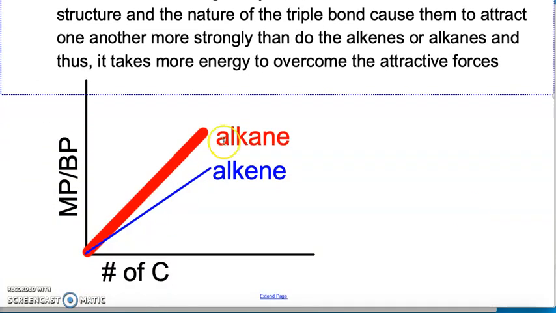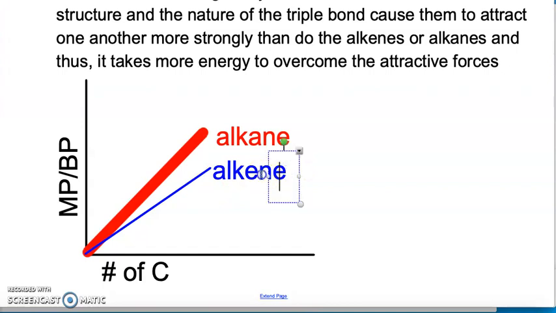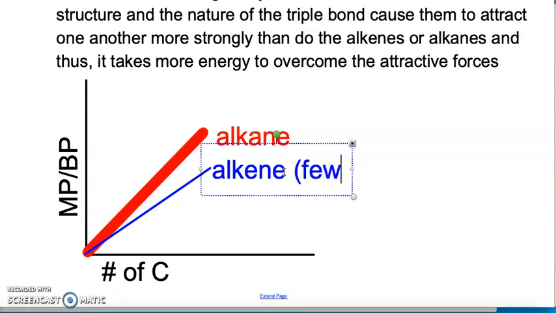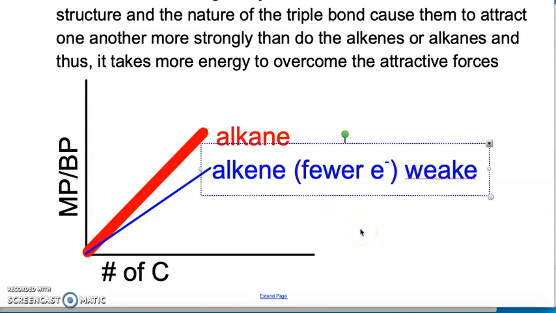So when we started looking at our melting points and boiling points, we started with alkanes and we plotted them like this. And we said, as we increase the number of carbons, the melting point and boiling point is going to increase because we have more electrons. Then we took alkenes and we put them down here. And we said that alkenes were below alkanes. And the reason that they are below alkanes, I kind of got cut off, I ran out of time on that one, is because they have fewer electrons. Okay, and the fact that they have fewer electrons means that they have a weaker London dispersion force.